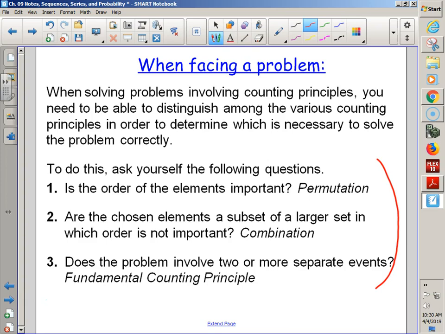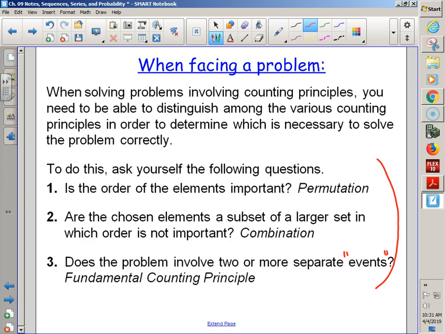And does the problem involve 2 or more separate events? Now, they say events, but this is a very particular probability vocab term. It doesn't mean a concert going on, that sort of event. It can literally be like, well, you need so many admins, so many faculty, 3 events or 3 pieces to the whole. Does that make sense? Choosing a shirt versus pants versus shoes, different events.